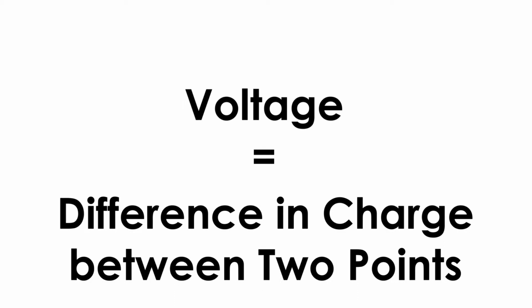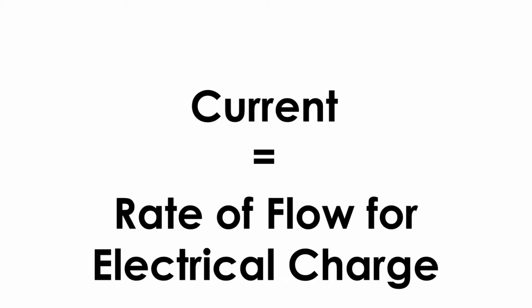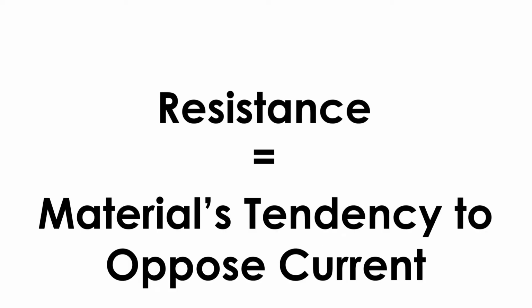The three most important terms to understand about electricity are voltage, current, and resistance. Voltage is the difference in charge between 2 points. It can be thought of as electrical pressure. Current is the rate at which charges flow within an electrical circuit. And lastly, resistance is a material's tendency to oppose the flow of current through it.